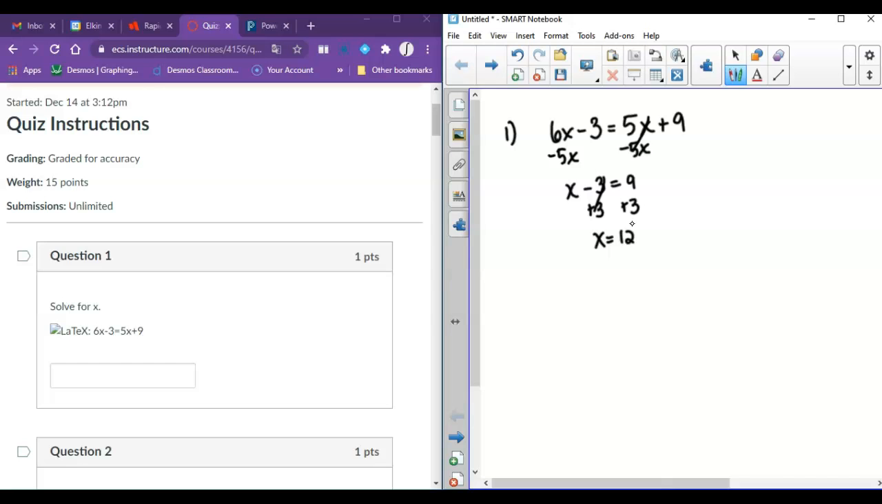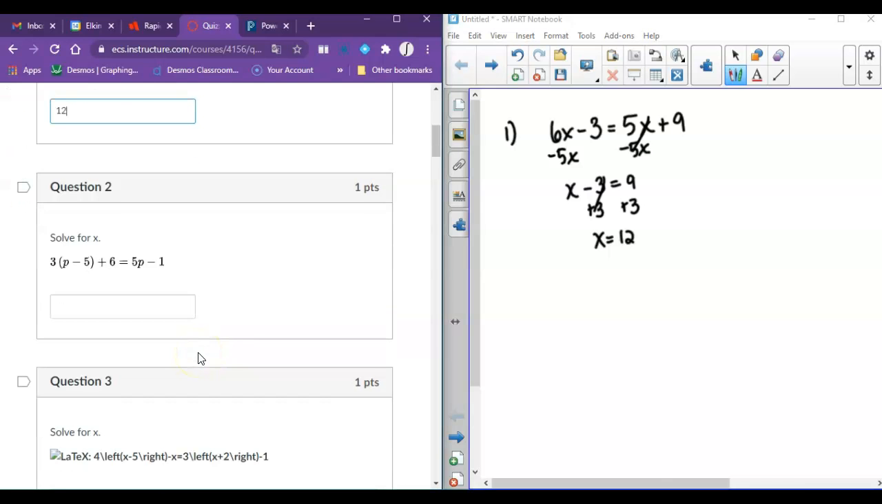We're going to go over here and type in 12, and go on. For the second one, we've got another equation to solve. This one's a little tougher. We've got 3 times p minus 5 plus 6 equals 5p minus 1. That question should say solve for p, not solve for x.